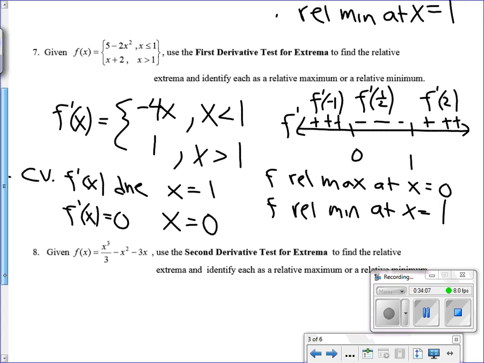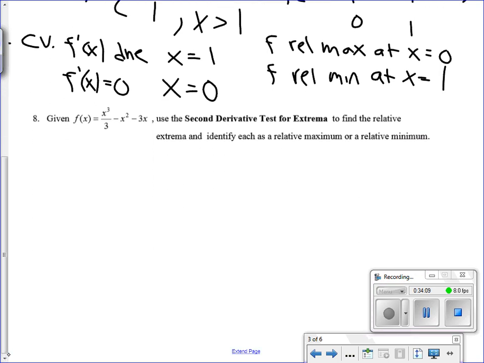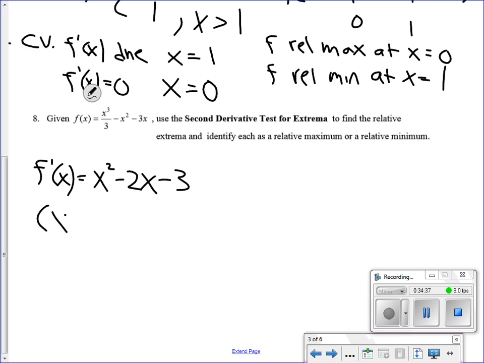Okay, now in number 8, we're asked to use the second derivative test to find the extrema. For the second derivative test, first you want to find out where you have horizontal tangents. So you get the derivative and set it equal to 0. So the derivative, 3 over 3 would be 1, so it would be x squared minus 2x minus 3. You have to set that equal to 0. So again, when you want to solve an equation equal to 0, it's always good to factor. x minus 3, x plus 1.